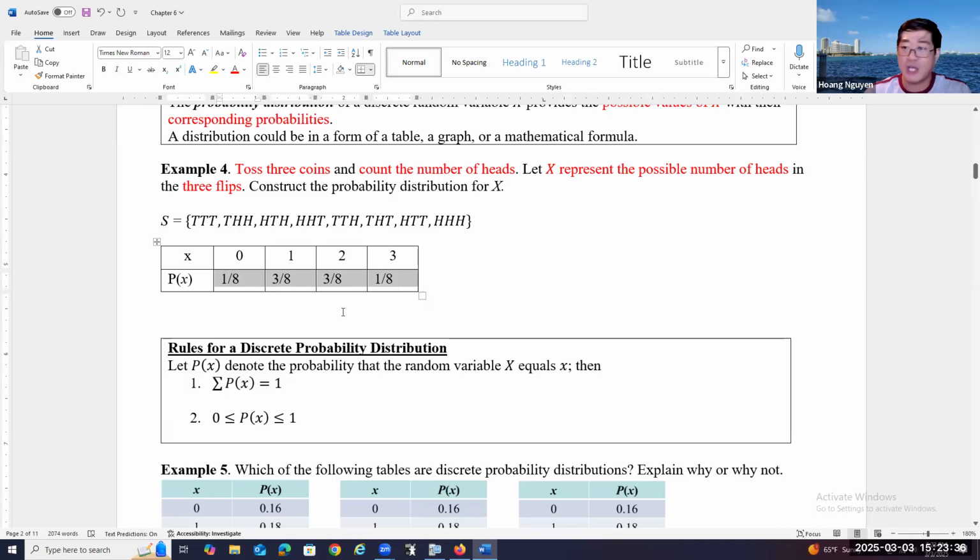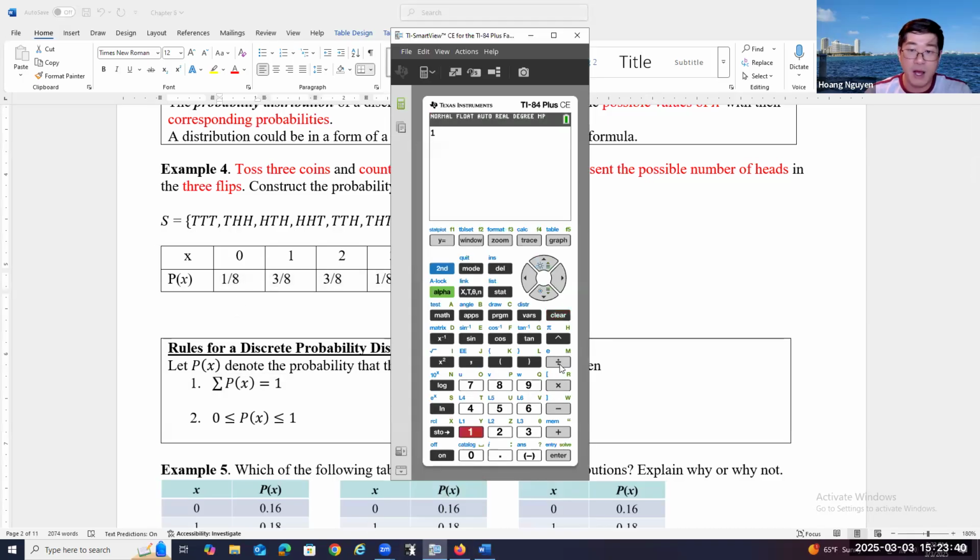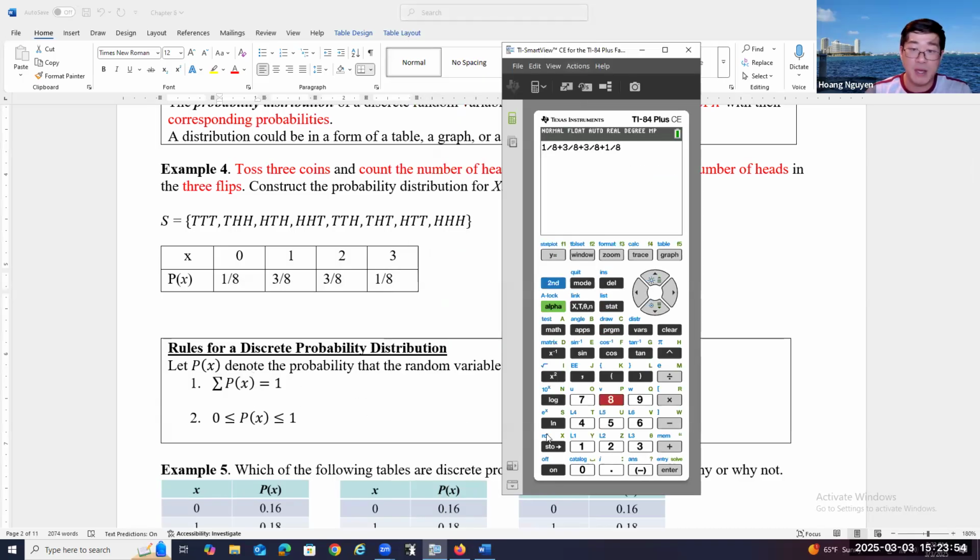So we can double check that condition. 1/8 plus 3/8 plus 3/8 plus 1/8. So the summation of all of the probabilities of P(x) is going to be equal to 1. Let's double check this. So the total is equal to 1. That's good. So that's the first rule for the probability.